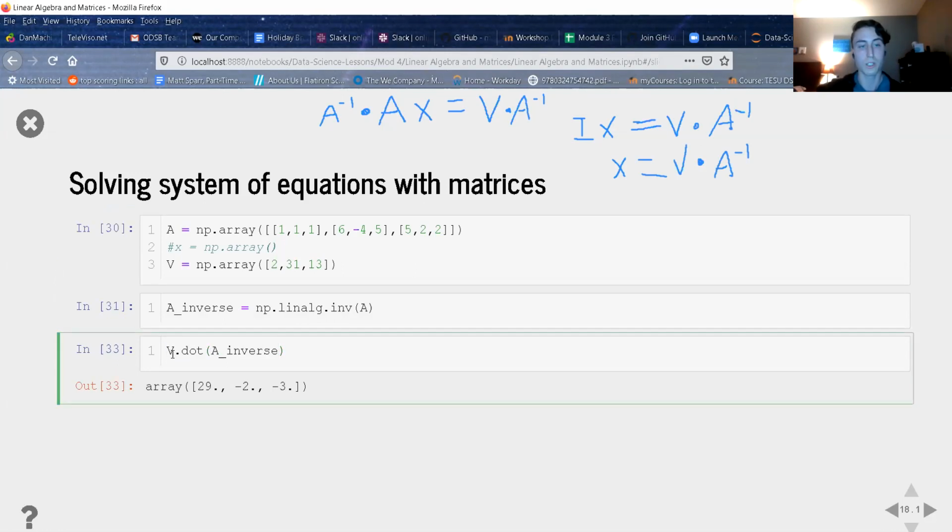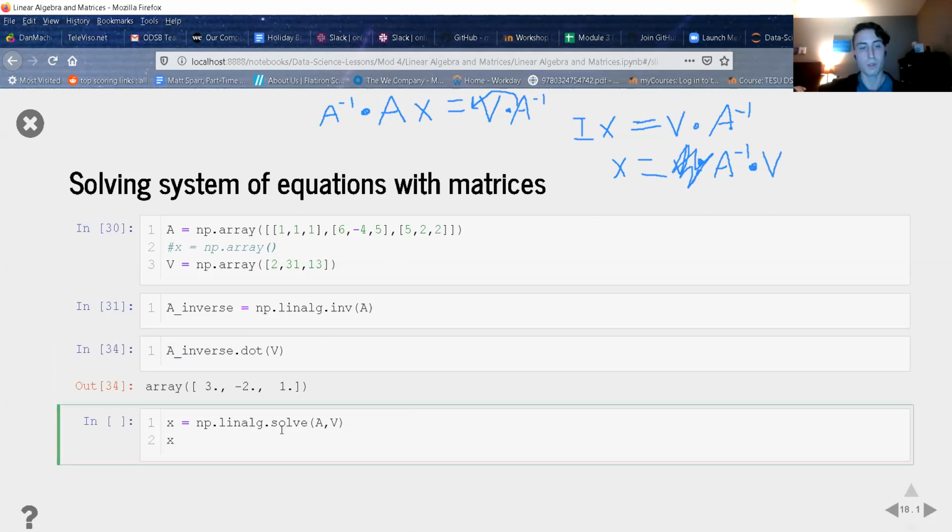Right, so the order here definitely matters. It should be A inverse dot V and not the other way around. So this up here should be switched, because up here we're putting it on the left side. So here it would have to be on the left side as well. All right.